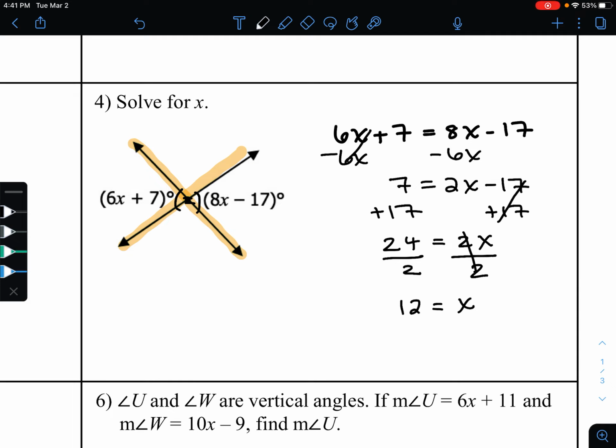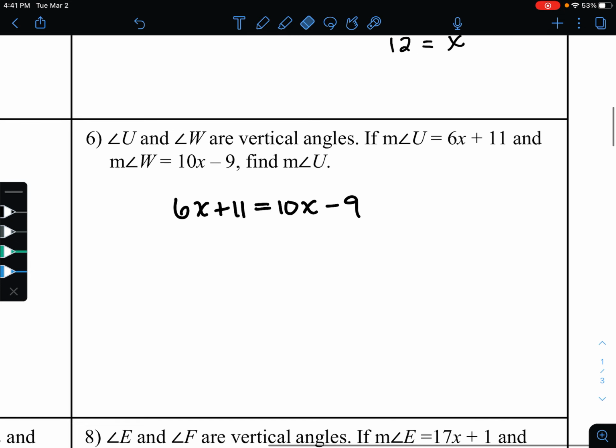So again, the most important thing here is that when you have vertical angles, angles that are across from each other in this X shape, they're equal to each other. So you just write the equation by setting them equal to each other. All right. Now in the second one, we had to figure out how to set up our equation on our own. So it says U and W are vertical angles, all right? And it gives us the measure for angle U. Angle U is 6x plus 11, and angle W is 10x minus 9.